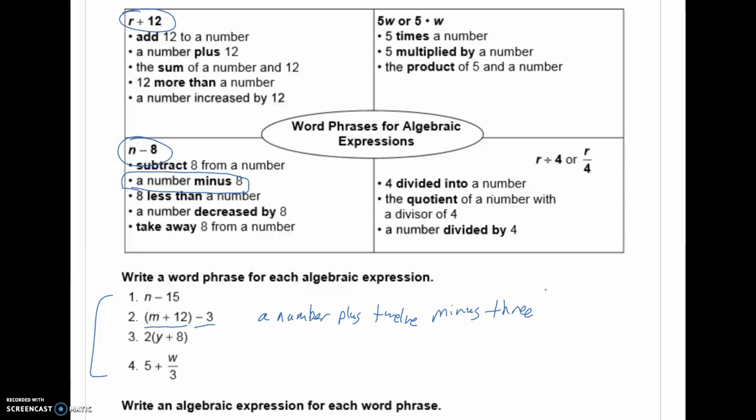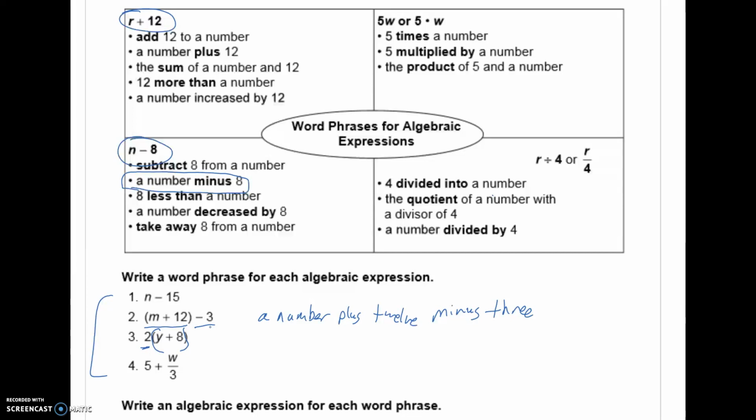Or you could also say a number plus 12 decreased by 3. Okay, there's several different answers here. Okay, number 3, we have 2 times y plus 8 in parentheses. So there's a couple different routes you could take here.